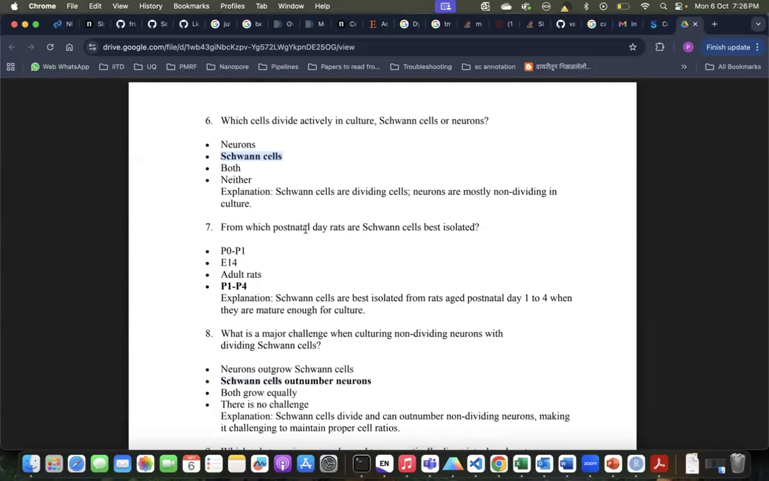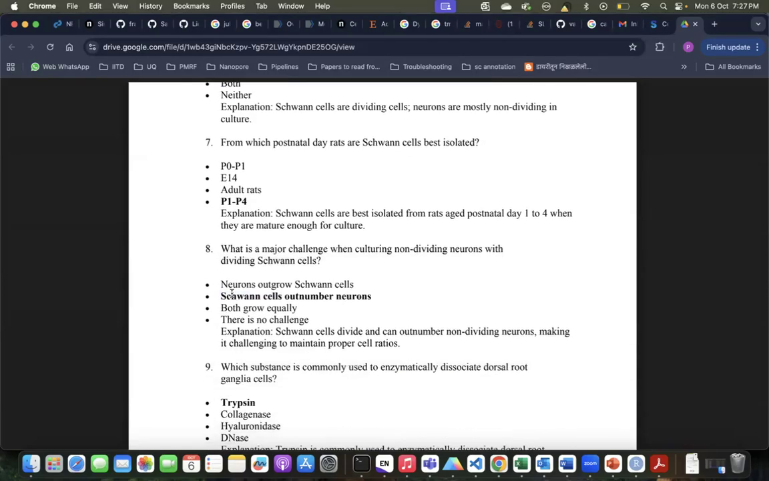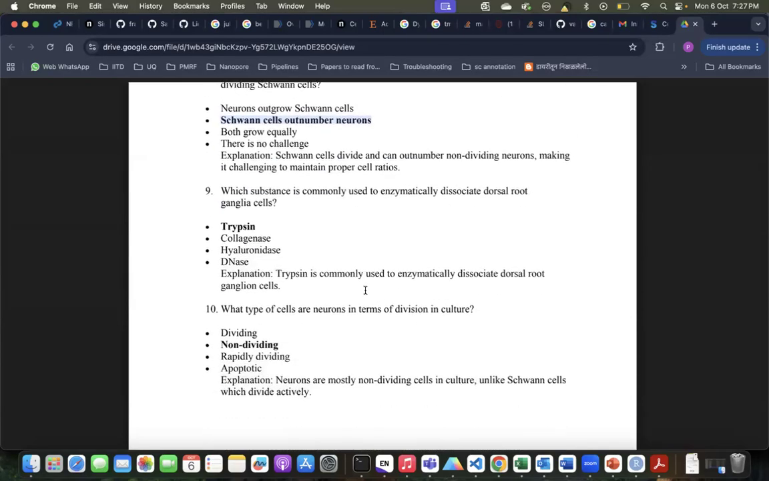Postnatal day that is used for rats to isolate Schwann cells. It's very early on, so postnatal 1 to 4. What is the major challenge when you are culturing a non-dividing cell, which is neuron, with a dividing Schwann cell? Yeah, they're just outnumbered. We just saw that again.